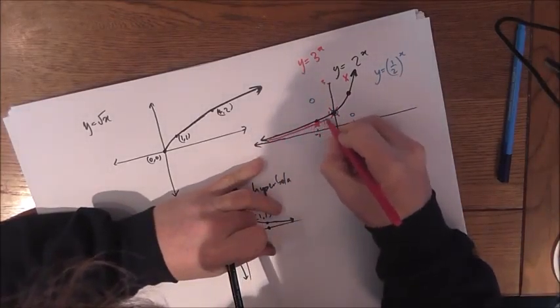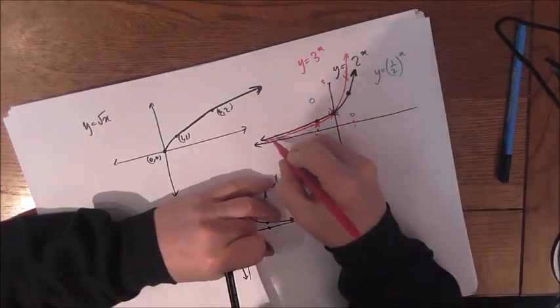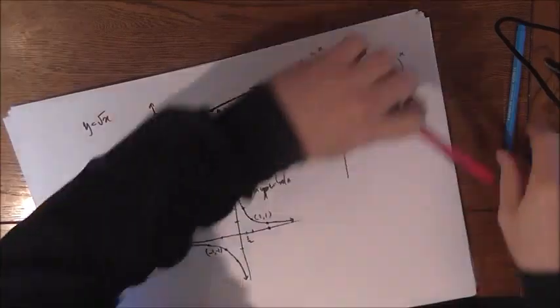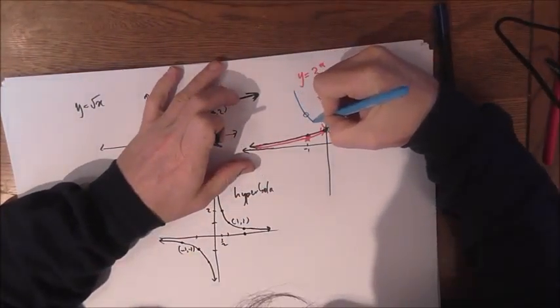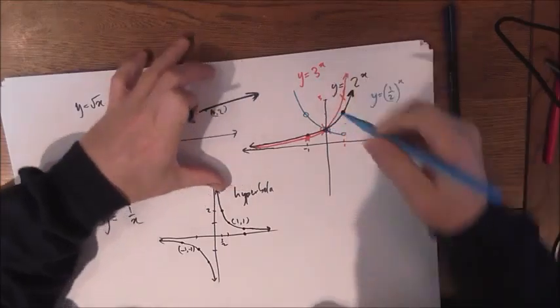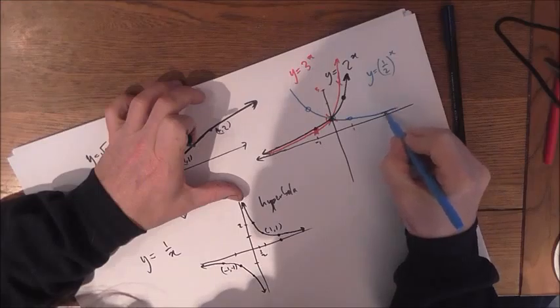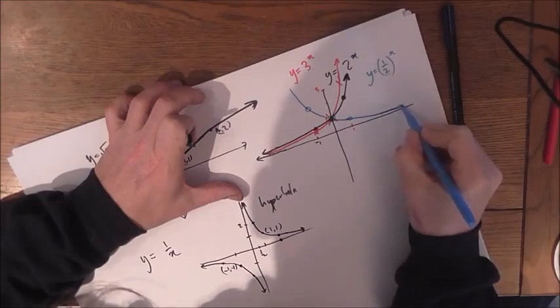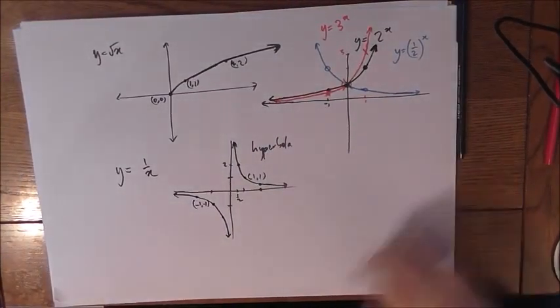Also trying to draw an asymptote here for the red one. It also gets incredibly steep incredibly quickly. And finally the blue one. Incredibly steep incredibly quickly as you move out to the left. It also has an asymptote of y equals 0. It's just this time it's out to the right. So that's your exponential graph.